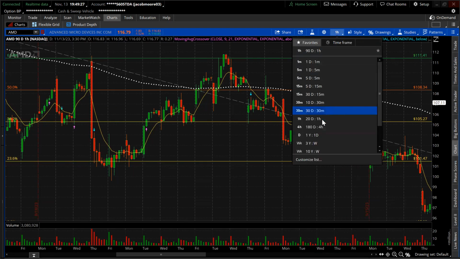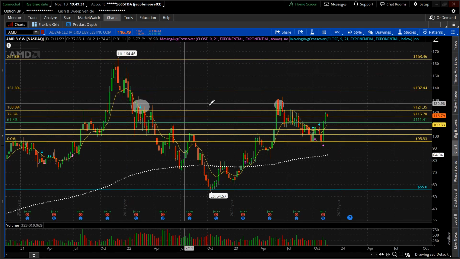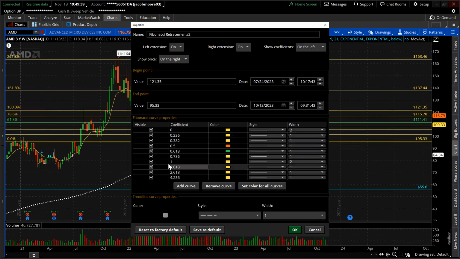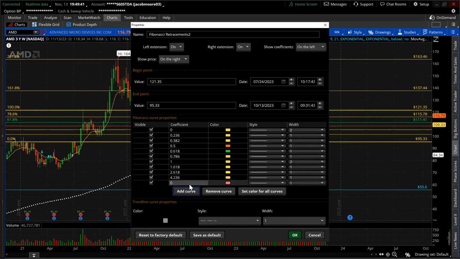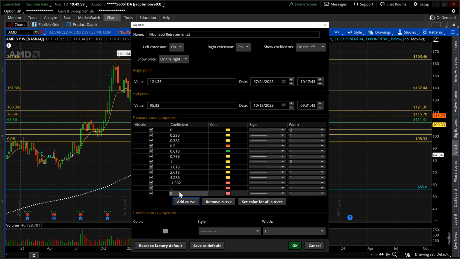So why do I do the 90 or 180 days? If we go back out, this is why. I don't know why they're not on here. Let me add the negatives, so I don't add too many. I'll do 1.382. And then we'll add negative 50% retracement. Oops, negative 0.382 is what I wanted.